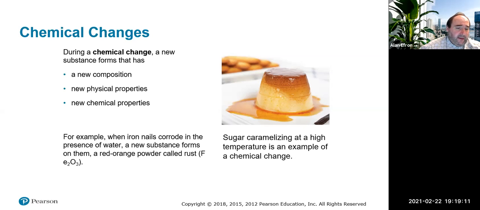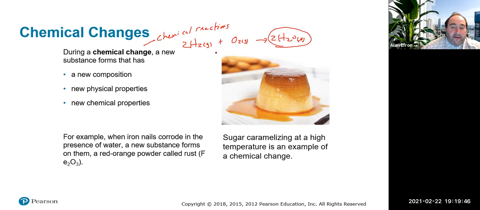Now, that's very different for a chemical change. Usually, chemical changes involve chemical reactions. And in a chemical change, we really do form something that is fundamentally different from what we started with. So, for example, if we take some hydrogen gas and some oxygen gas, and we make some water here, water is fundamentally different than the hydrogen gas and oxygen gas it comes from.